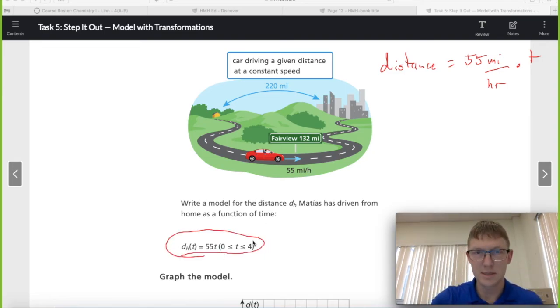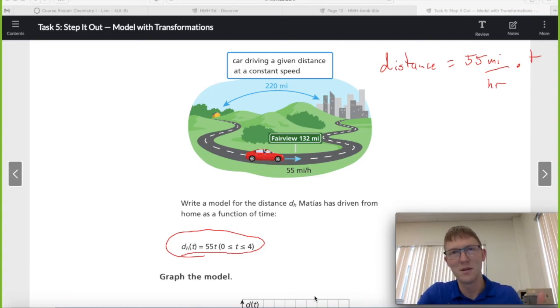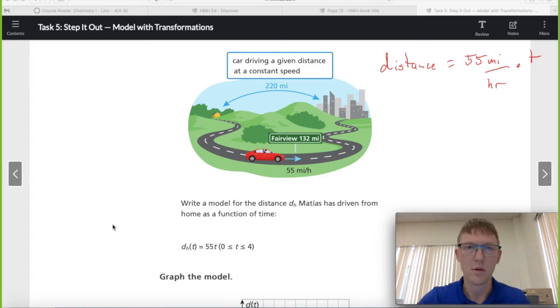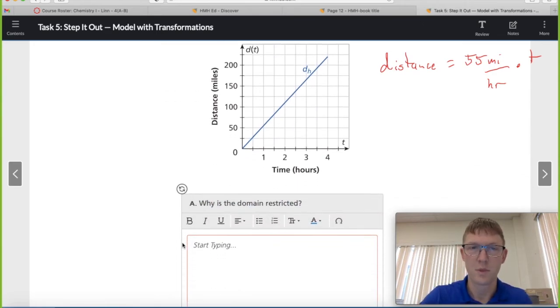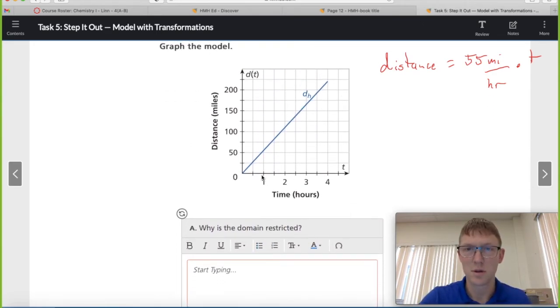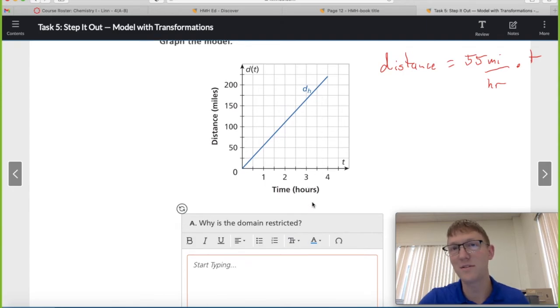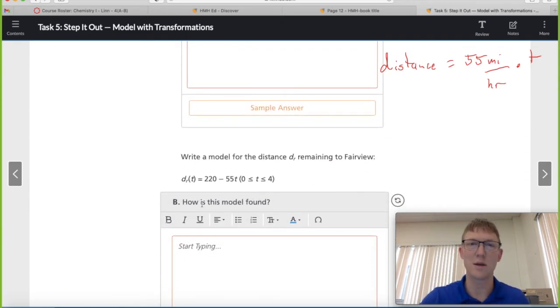But notice they restricted the time to 0 to 4. So number one, you can't have a negative number. It doesn't make sense. And at 4 hours, he's made it. So you're not going to drive longer than that. So if we graph the model, it's going to look like a straight line. This is the time that he drives. This is the distance. It's going to look just like that. The domain is restricted. We talked about how at that point he arrives at his destination. He would not keep driving. That would not make sense.